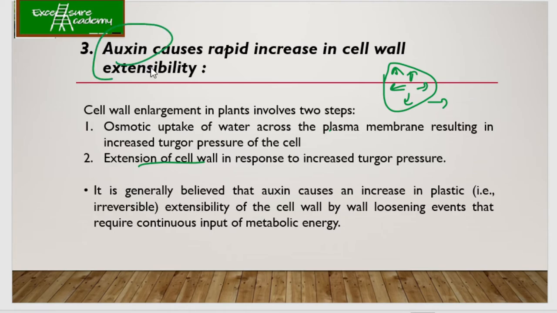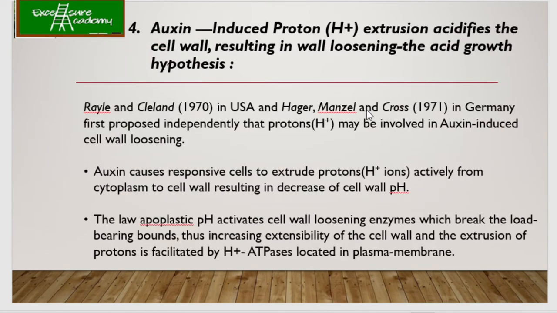So it is generally believed that auxin causes an increase in the plastic extensibility of the cell wall by wall loosening events that require continuous input of metabolic energy. This will be more clear in the upcoming slide. Auxin-induced proton extrusion acidifies the cell wall, resulting in wall loosening: the acid growth hypothesis. Just now we talked about how auxin has the cell wall extensibility effect. Now how is it being done? With the help of the auxin-induced proton pump. This is just a hypothesis also.